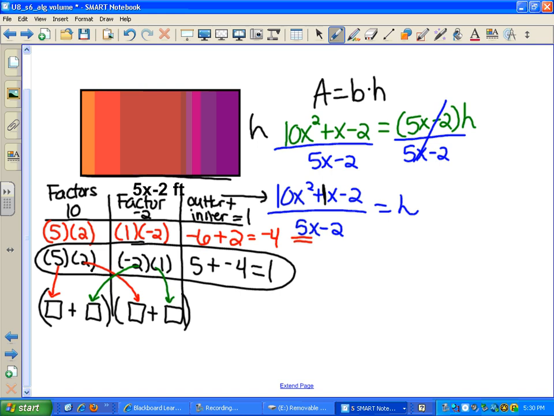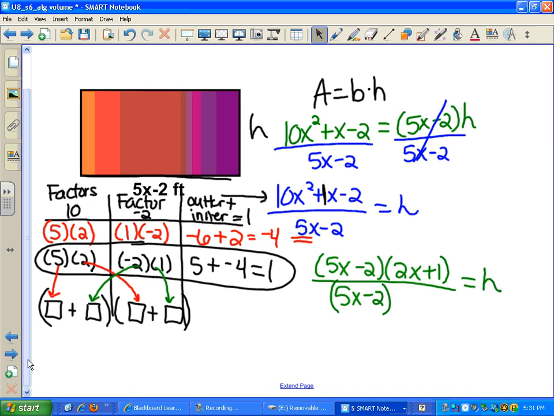So when I factor it, it's going to be 5x minus 2 times 2x plus 1, all over the denominator, 5x minus 2, equals my height. Well, 5x minus 2 divided by 5x minus 2 is going to cancel, and so my height is 2x plus 1. And there we go. I'm going to put units with that. It's feet. So there's just an example of how we can use factoring trinomials to find the height.